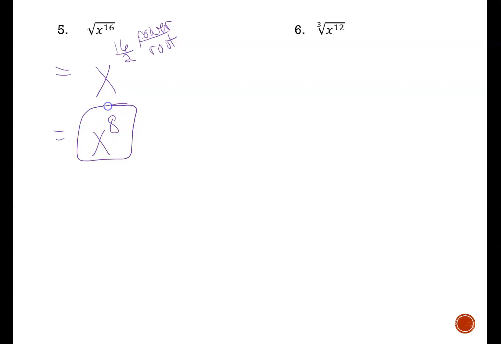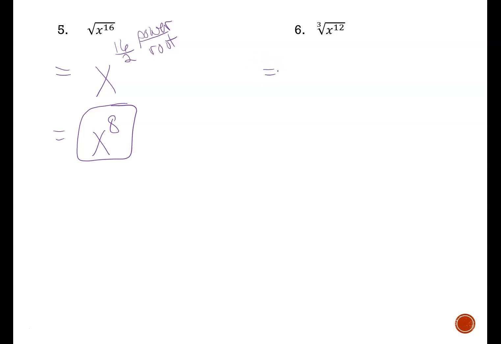So on number 5, we don't see the index. That means it's a 2. So we're going to take our exponent, 16, and divide it by our index, 2. Or if you prefer, you can think of this as power over root. So 16 divided by 2 is 8. Our answer is x to the 8th.